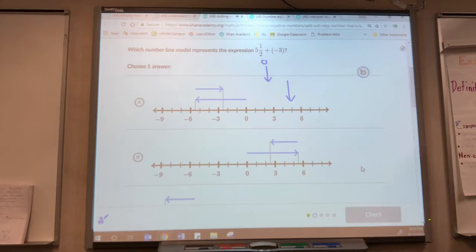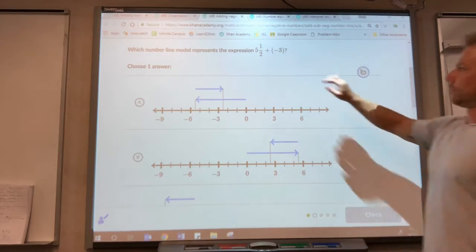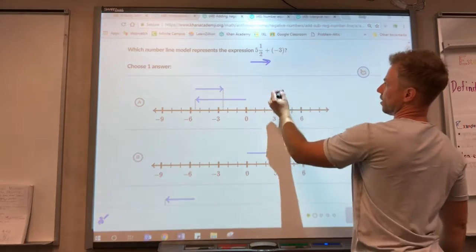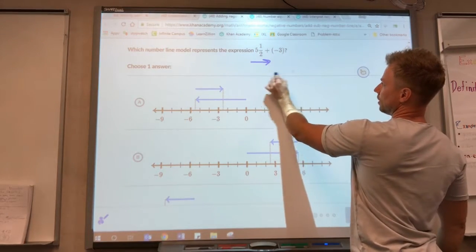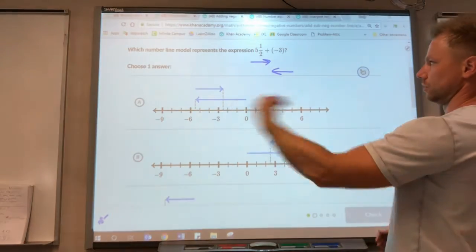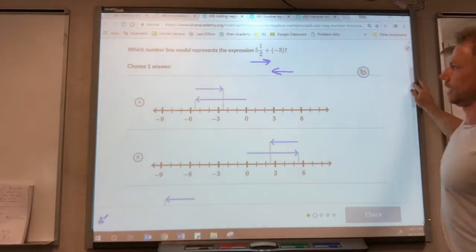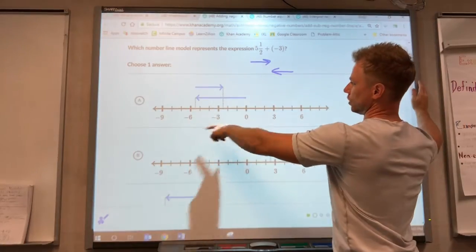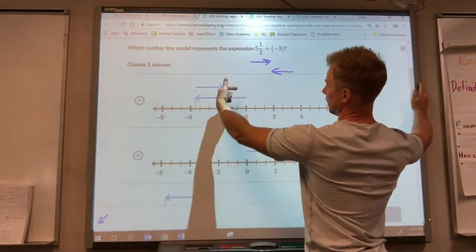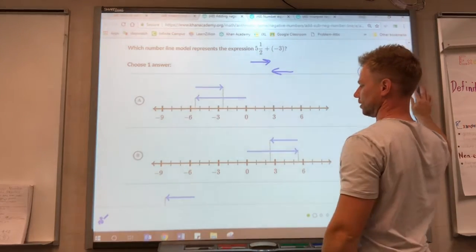All right, now we have some horizontal number lines. We have a +5.5, so that would be going to the right, and then we have plus a -3, so that's gonna go to the left. So we need one that's going to the right and then to the left. All right, so if we look at A, you always start at 0, so this one is going to the left and then to the right. So that's not what we want. We have to go right first and then left.